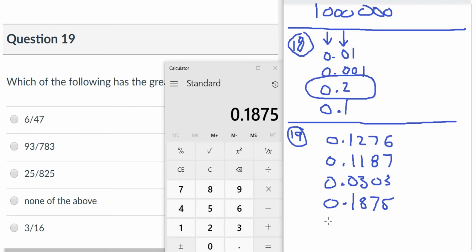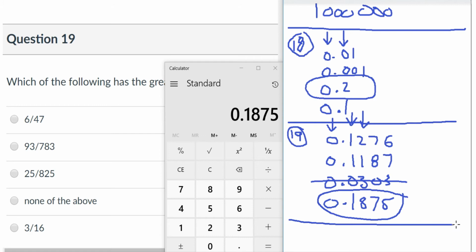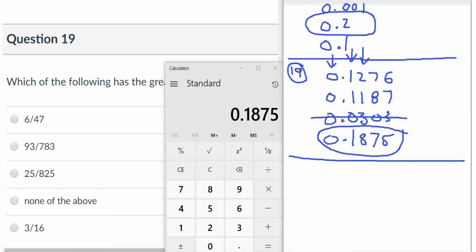So the question is asking for the greatest value. So we'll look at this first column here. They're all zeros. The second column, we can eliminate this guy. It's a 0. Everything else is a 1. In this third column, we got 2, 1, and 8, and the largest number is the corresponding fraction for 0.1875.